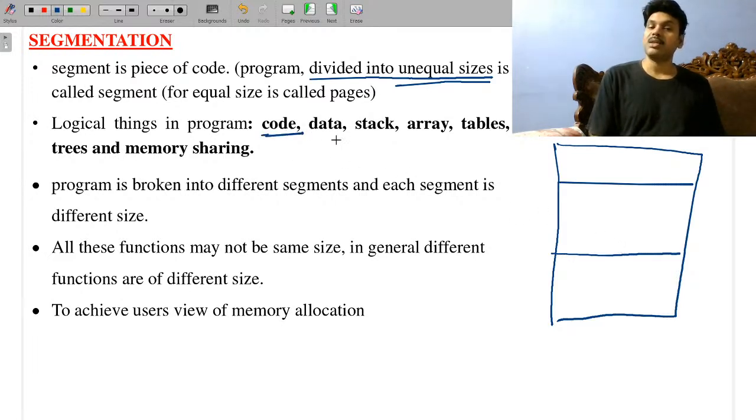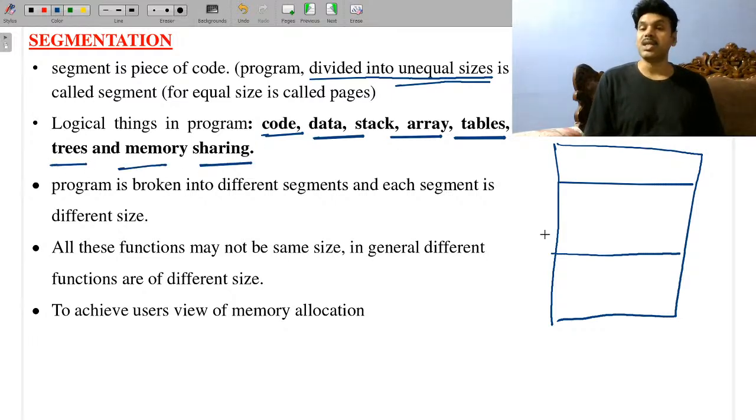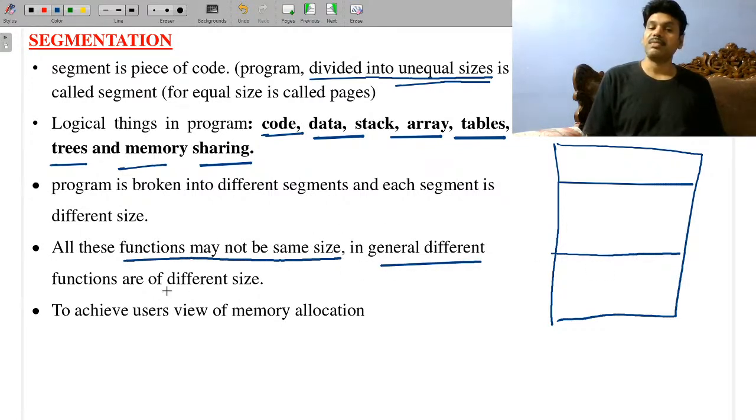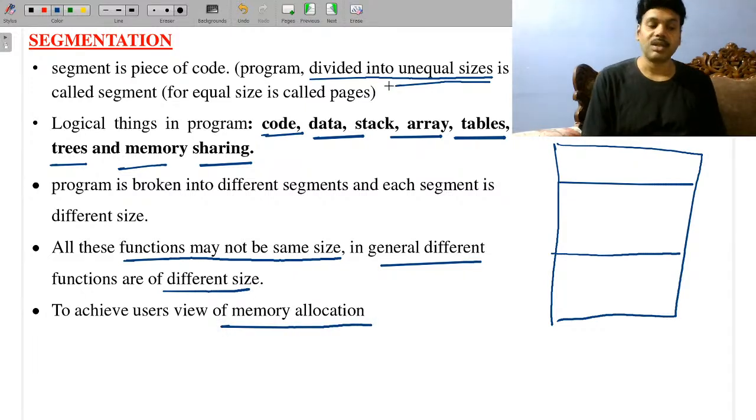So these are the logical units of the program. They may be available in your main memory at different sizes. So you can have smaller, bigger, and larger. All the modules need not be the same; they have different sizes. So it is going to achieve what? Memory user point of view execution.